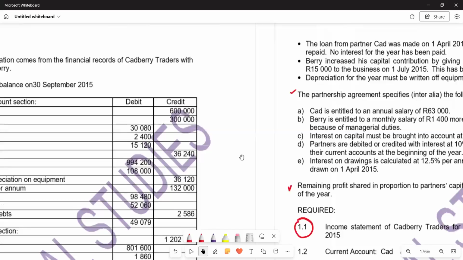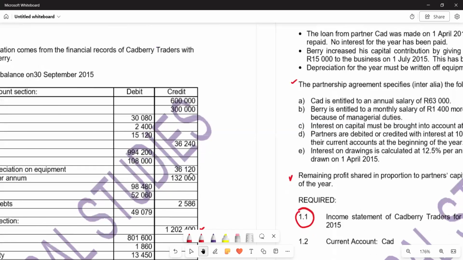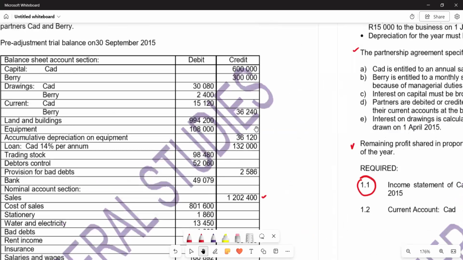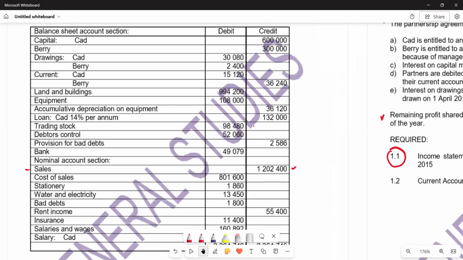You'd see that according to this question, we do not have anything mentioning sales. So we can just take this figure as it is. We are going to take 1,202,400 and it's going to represent our sales. Then our cost of sales, you see that we are given 801,600. So it's already calculated.